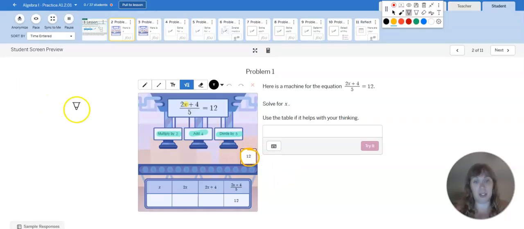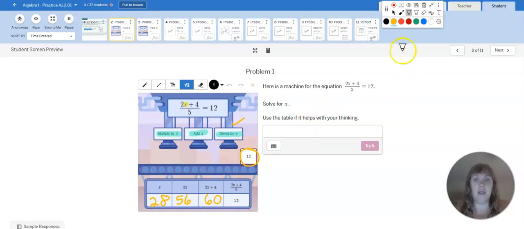So if we work backwards, instead of dividing by 5, we're going to multiply by 5. So 12 times 5 gets us 60. The next thing was add 4. So instead of adding 4, we're going to subtract 4. 60 minus 4 is 56. And then the first thing that we did, the last thing going backwards, was multiplied by 2. So the opposite of multiplication is division. So we have 56 divided by 2, which gets us 28.